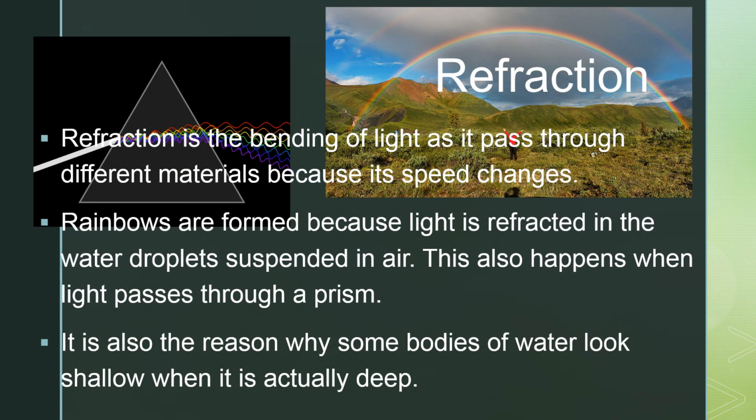As an additional property of light, we have refraction. Refraction is the bending of light as it passes through different materials because its speed changes. Rainbows are formed because light is refracted in the water droplets suspended in air. This also happens when light passes through a prism. It is also the reason why some bodies of water look shallow when it is actually deep.